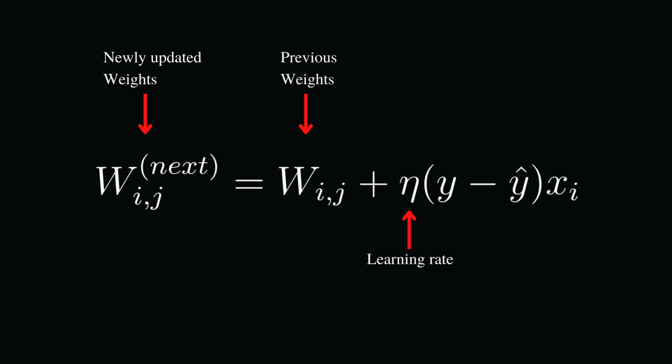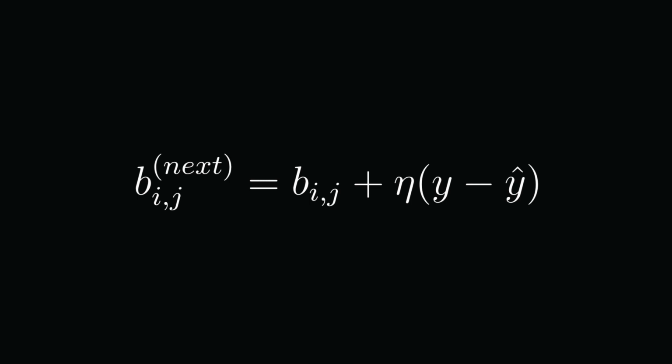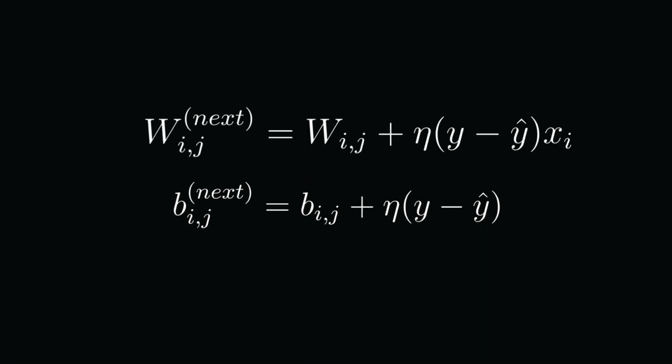By the way, this term represents the error made by the network, multiplied by the input values. Same way, the bias can be updated like this. Using these two update rules, the weights and bias are updated in each iteration, causing the error to be reduced and the accuracy to be increased.